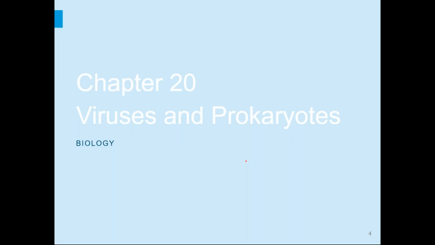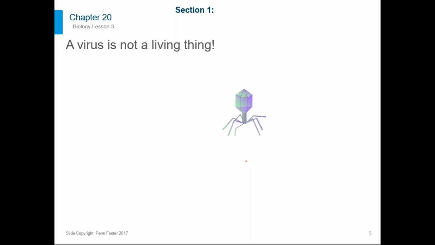So this chapter is about the germs: viruses, and bacteria and archaea. And we start with viruses. We know that viruses make us sick, and so we talk a lot about killing germs. Many people assume that viruses are alive. But actually, a virus is not a living thing.